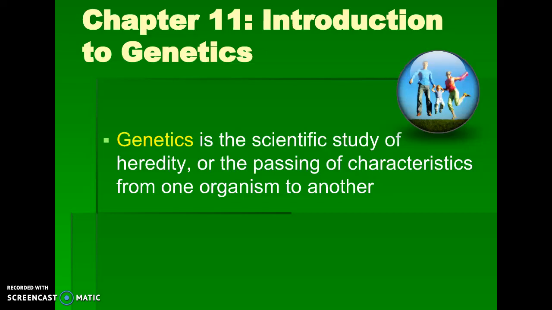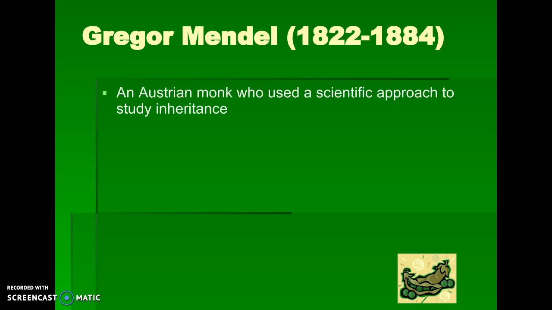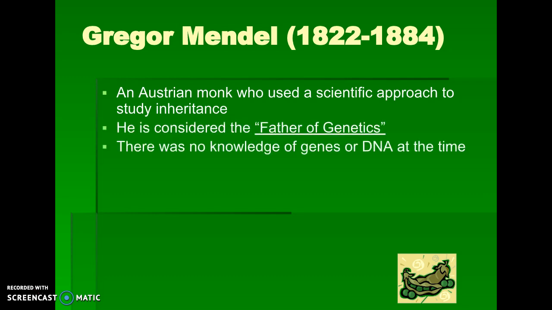So let's go ahead and take a look at that by starting off way back at the beginning with Gregor Mendel. He was an Austrian monk who lived from 1822 to 1884, and he used a scientific approach to study inheritance, like the scientific method. He was able to sit down and approach genetics in a way that nobody else had done before. He's considered the father of genetics, and of course there was no knowledge even in his time of DNA. So he was going purely on the scientific process.